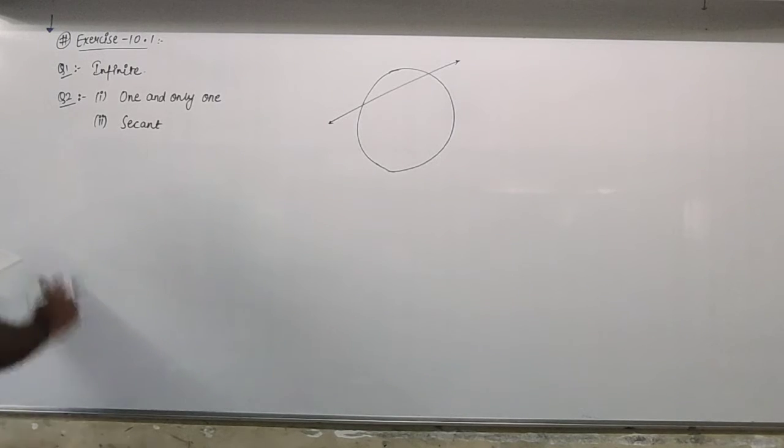Right? Then third one, a circle can have dash parallel tangents at most. So a circle can have how many parallel tangents?